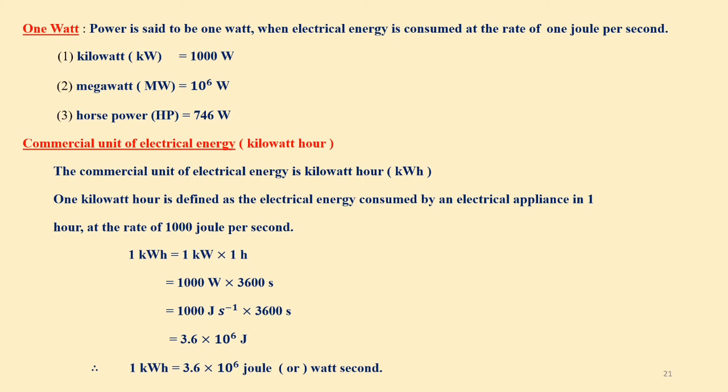1 kilowatt hour is also equal to 1 kilowatt into 1 hour, that is equal to 1000 watt into 3600 second. That is once again equal to 1000 joule per second into 3600 second. That is equal to 3.6 into 10^6 joule. Therefore, 1 kilowatt hour is equal to 3.6 into 10^6 joule or watt second.